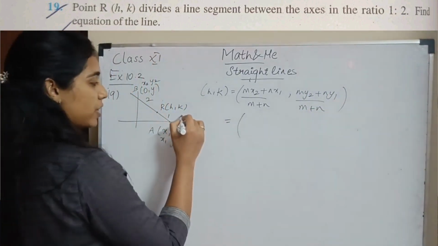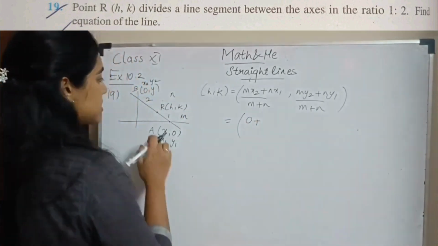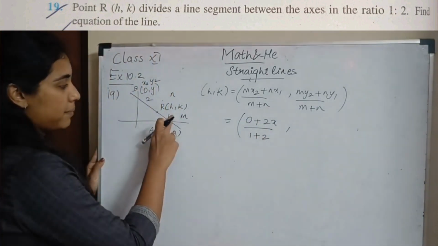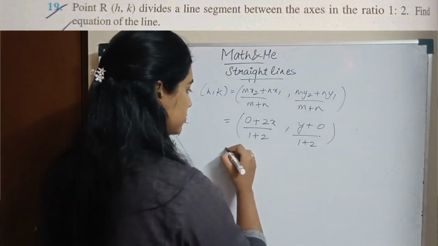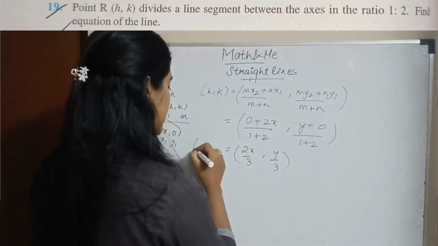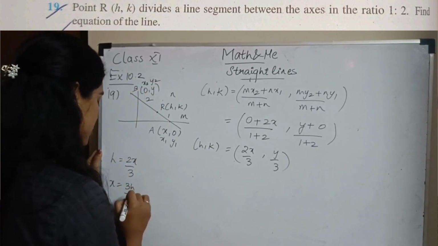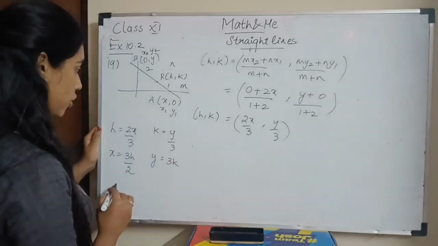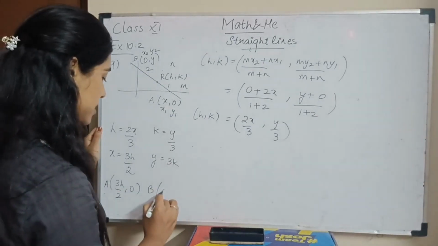So when I substitute the values, what is your m? m is 1, n is 2. So m x2 which is 0 plus n x1 which is 2x divided by 1 plus 2 comma m y2 which is y plus n y1 which is 0 divided by 1 plus 2. So what do you have? 2x by 3 comma y by 3 which is h comma k. So what do you have? Your h is 2x by 3. So x equals 3h by 2. Your k equals y by 3. Your y equals 3k. So your coordinates now become 3h by 2 comma 0. That is your A. And your B becomes 0 comma 3k.